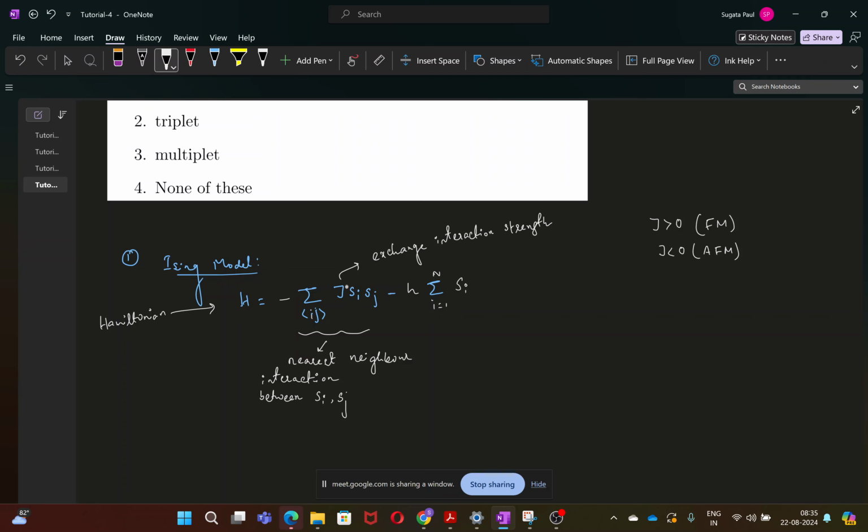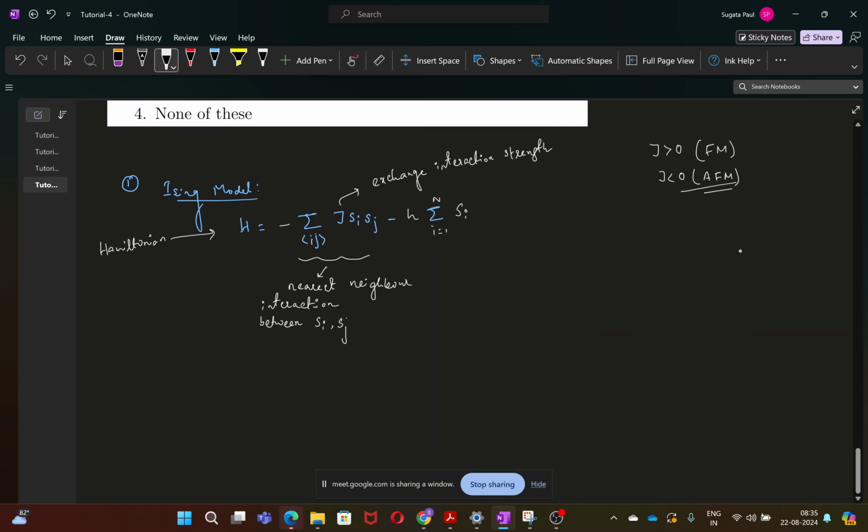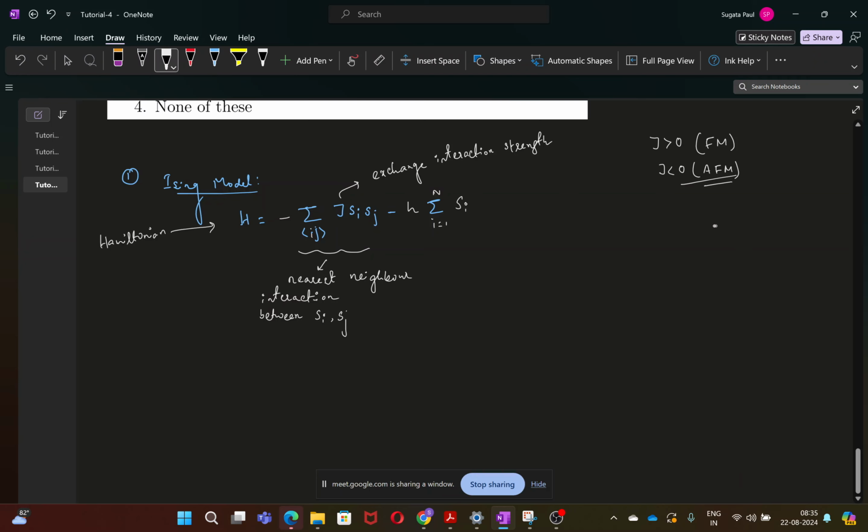So in this case, we must choose J to be less than 0, and that makes the system antiferromagnetic as a stable state. Right? So this is the explanation. I am sure that you are already familiar with that, but still I have explained it once again. And now the second term is already well known.